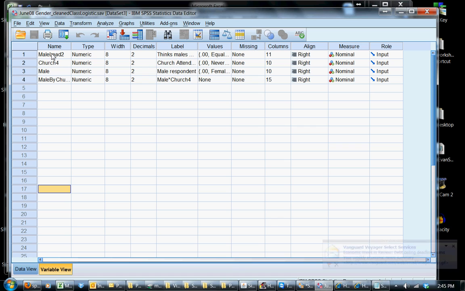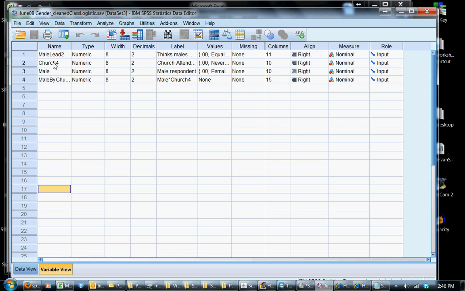Male lead 2 is my measure of people who said that they think that, generally speaking, males make better political leaders than women. That is a 1 if you think that, 0 if you don't. It's a dichotomous variable, and so we're going to use logistic regression to be able to predict that.